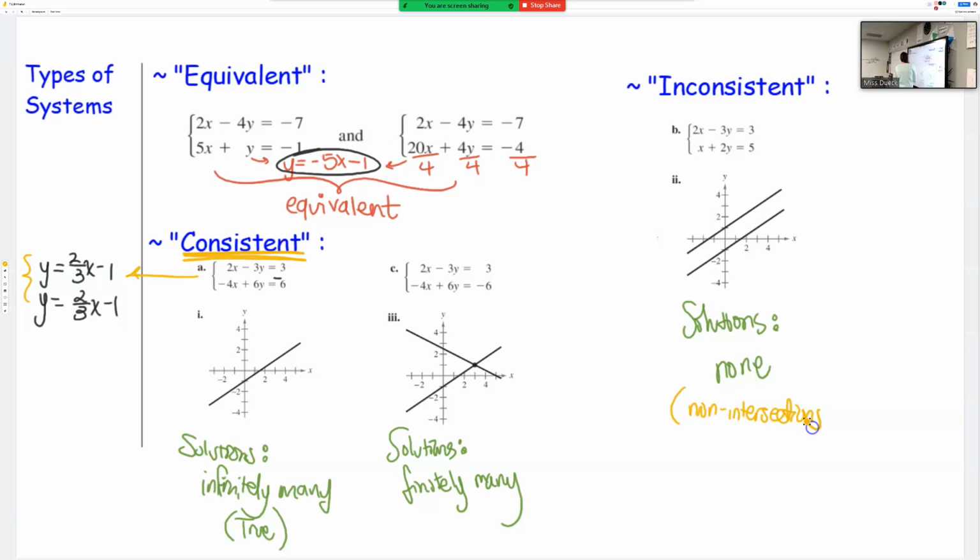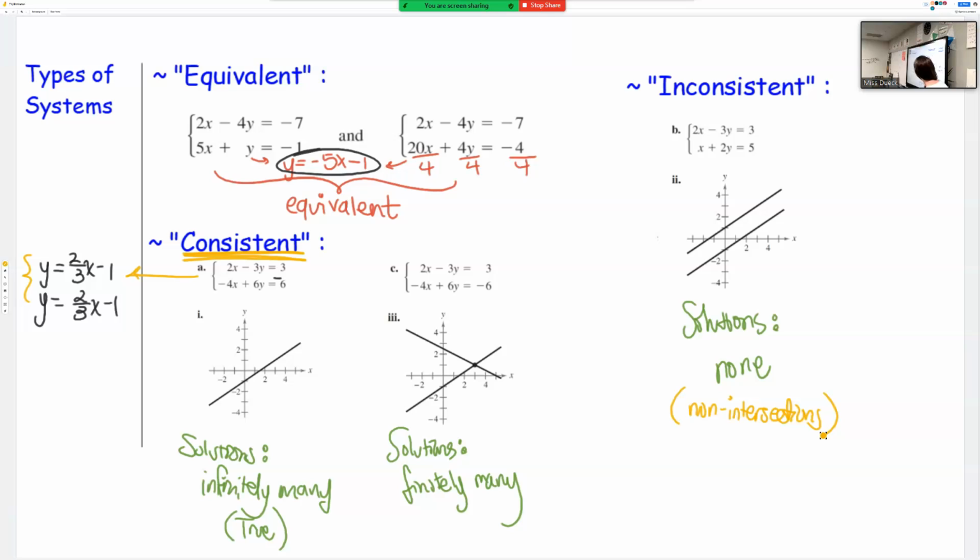Inconsistent means there is no solution to be found. The system is like, hey, this whole thing has to be true all at the same time. And if we're solving a system, we're trying to find solutions. Well, if there are none, we'll call it inconsistent, because it's not going to get us any solutions because of that parallel nature. Ryan, go ahead.